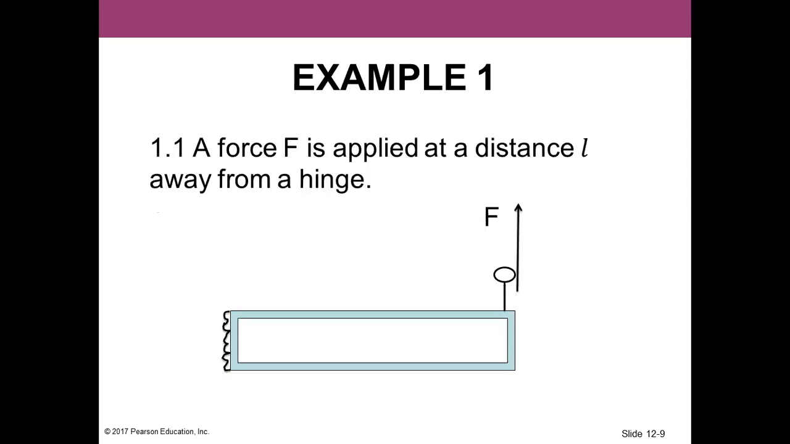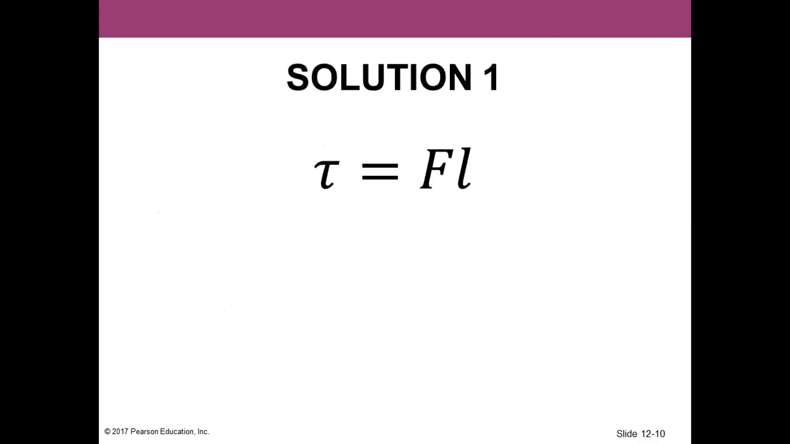So let's consider this example where we have a door and a hinge, which is the point about which the door rotates. Then we have a force acting at this L. As you can see here, the force is acting perpendicular to the lever arm. Lever arm is the distance from the hinge to where the force is acting, that is L. So we're going to have the torque which is equal to force times the lever arm. Both the force and the lever arm are perpendicular to each other.